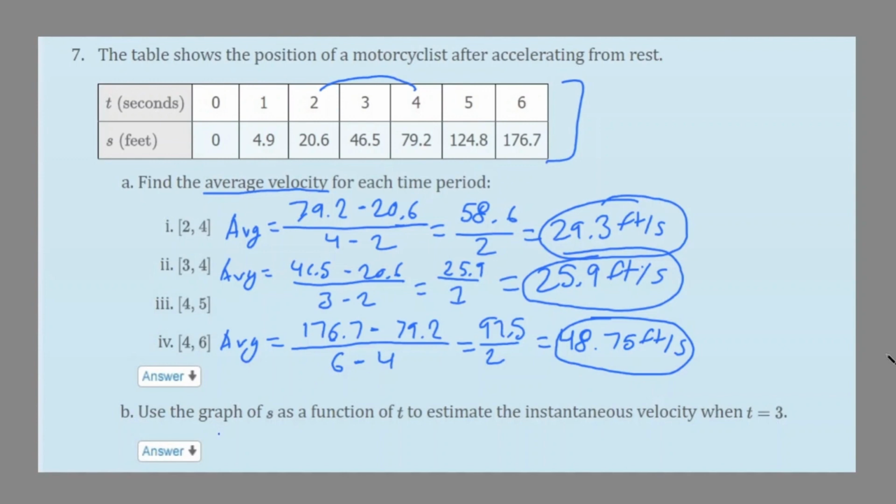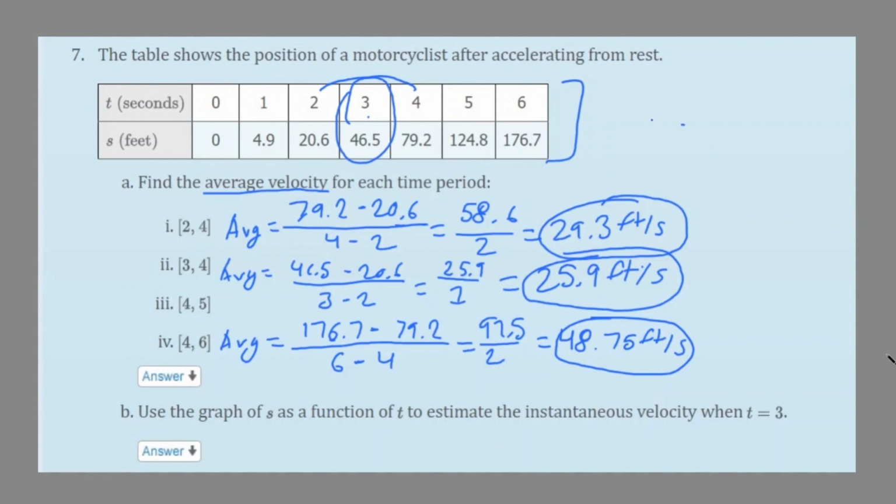And now if we go on to B, it says use the graph of s as a function of t to estimate the instantaneous velocity when t equals 3. So we kind of have to guess the velocity of this based on our answers here. We do know from 2 to 4 the average velocity is 29.3. Now we found it from 3 to 4.